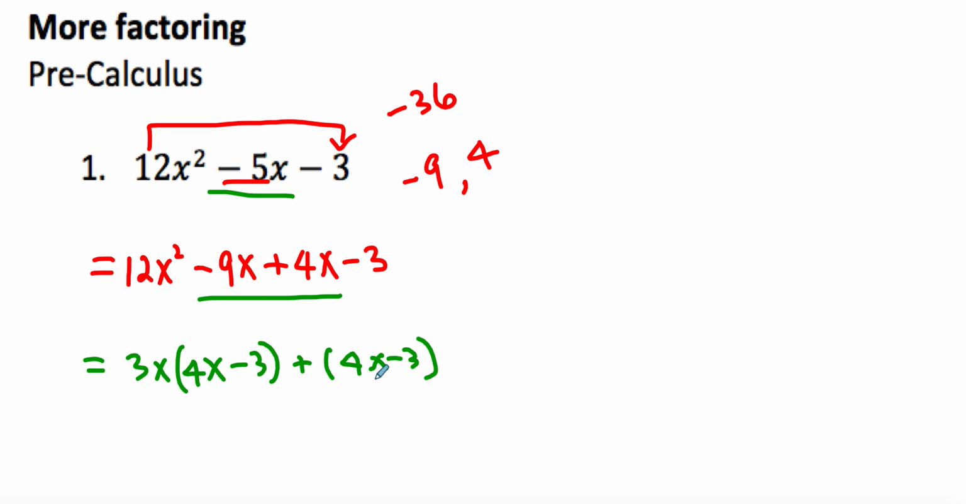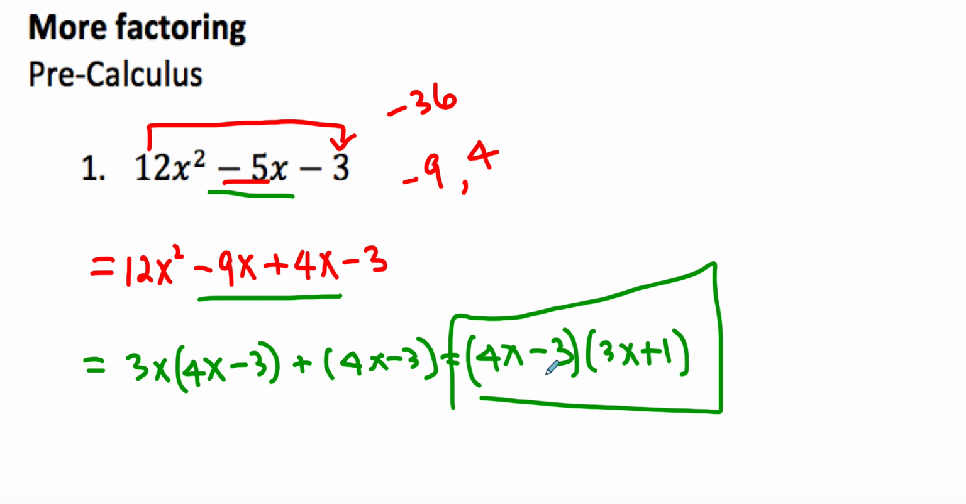Then I realize that 4x minus 3 is common in both terms, so we factor out 4x minus 3. The remaining term, which is 3x plus 1, becomes the other factor. So in fact, this expression is the factored form of the original given question. All right, let's look at the second one.